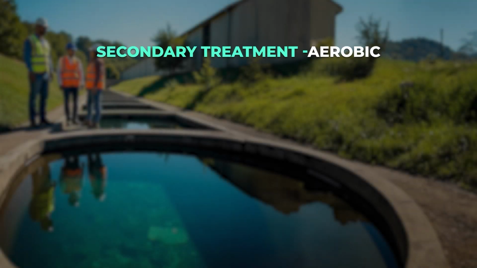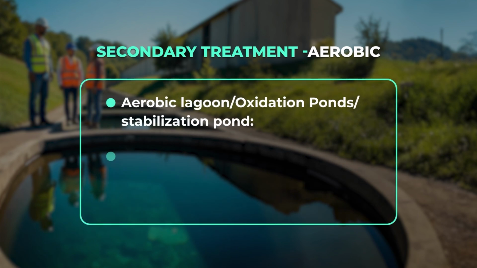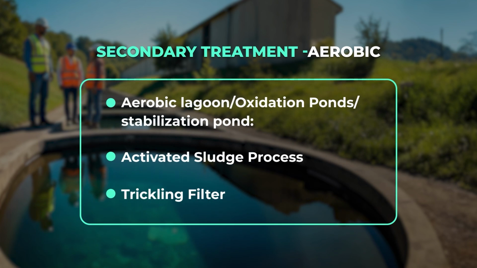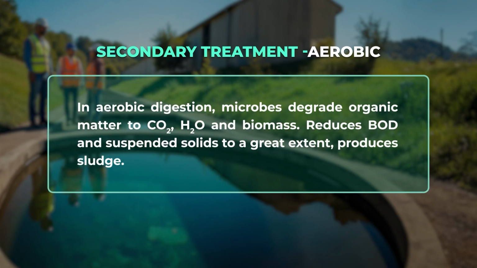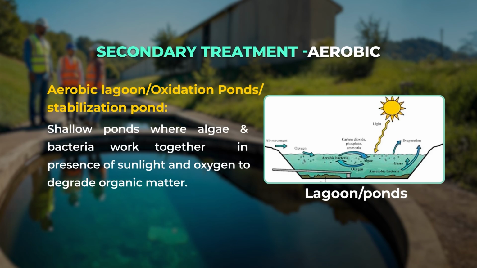In the secondary aerobic treatment, there are different methods which can be followed, like aerobic lagoons, oxidation ponds, activated sludge process, trickling filter, etc. In aerobic digestion, microbes degrade organic matter to carbon dioxide, water and biomass, and this process reduces the BOD and suspended solids to a great extent and produces a good quantity of sludge also. Now, we will see what happens in the aerobic lagoon, oxidation pond or stabilization pond. These are shallow ponds where algae and bacteria work together in the presence of oxygen and sunlight and degrade the organic matter present in the wastewater.